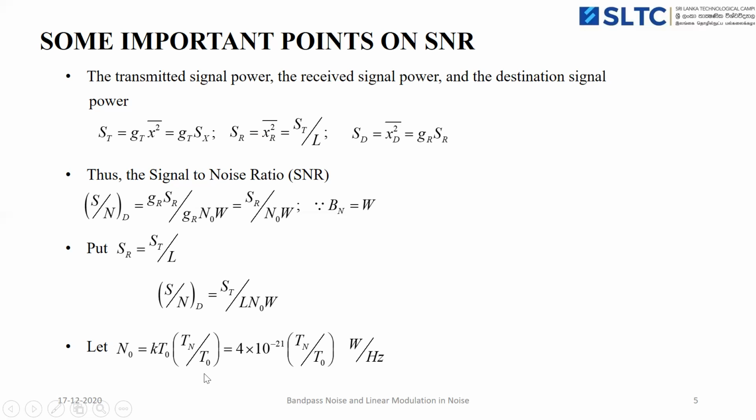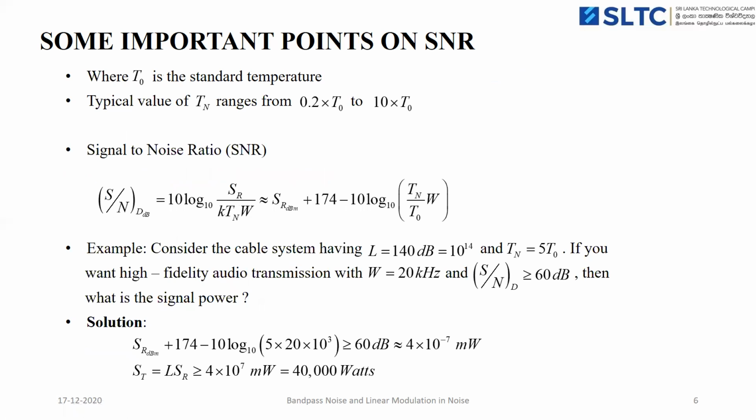And as we know, N naught is the noise density, which is the product of K into Tn. For convenience, we can multiply both numerator and denominator by the standard temperature T naught. So we can rewrite N naught equal to 4 into 10 power minus 21 into Tn by T naught. The unit for the noise density is watts per hertz, meaning we are measuring the noise power per hertz. The typical value for the noise temperature varies from 0.2 T naught to 10 T naught, and we can measure the signal to noise ratio in terms of decibels.